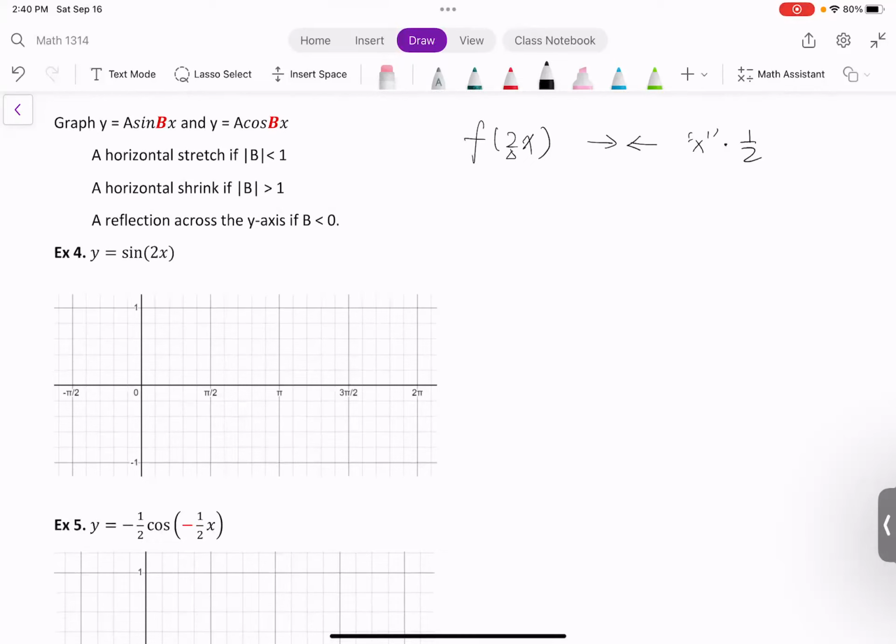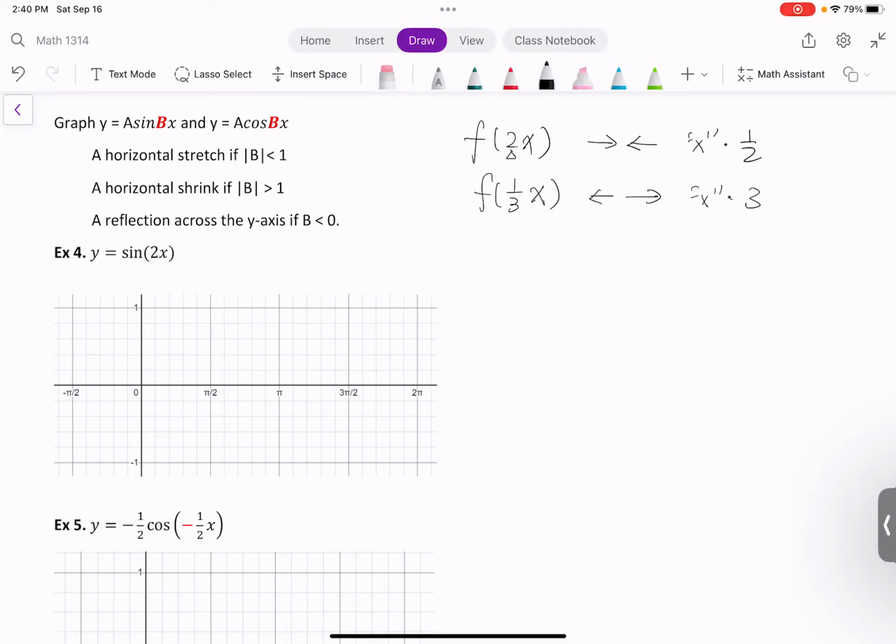That means all my x becomes a half of the original value. So that's a horizontal shrink. If I have f of x, f of 1/3 of x, so I've stretched it horizontally. All the x is multiplied by the reciprocal of 1/3, that is 3.